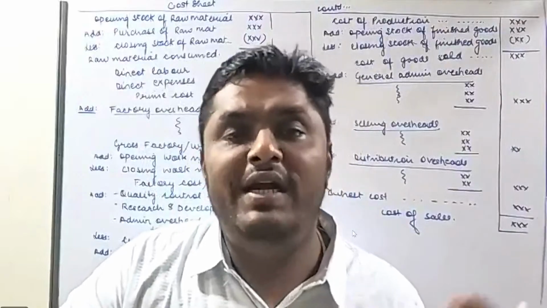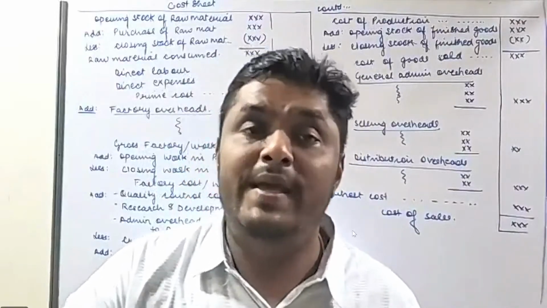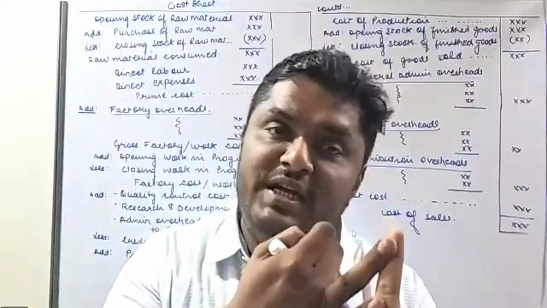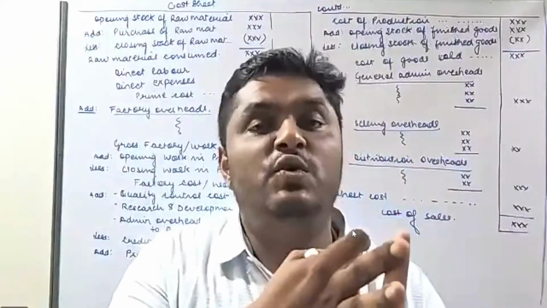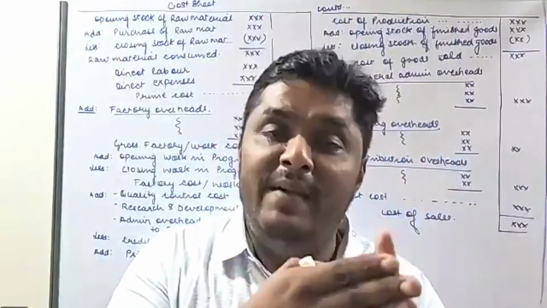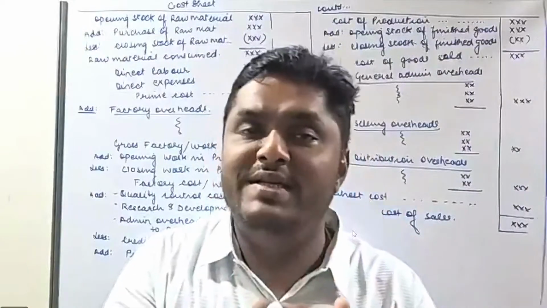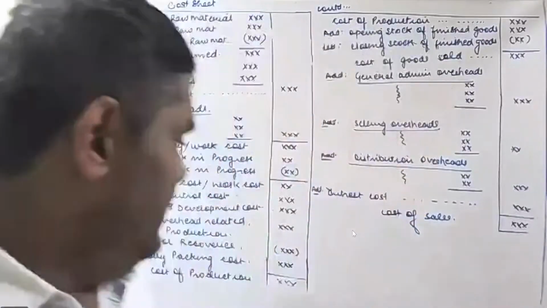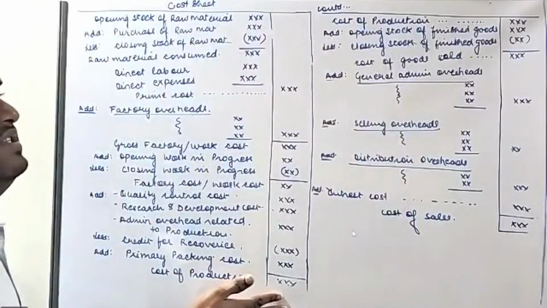Now, after calculating the factory cost or work cost, we will make adjustments of a few items, that is quality control cost, research and development cost, administration overhead related to production, and primary packing cost. We will add all these items and subtract credit for recoveries. So the final figure we will get is the cost of production.